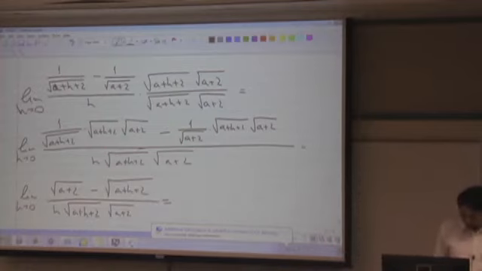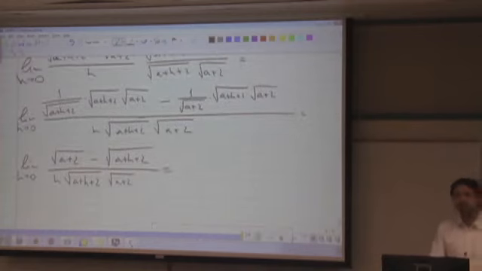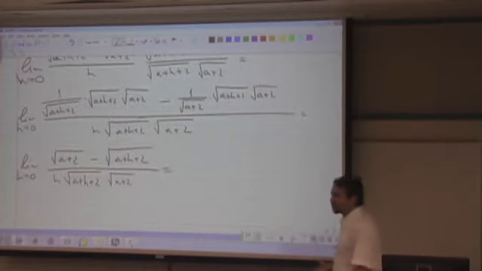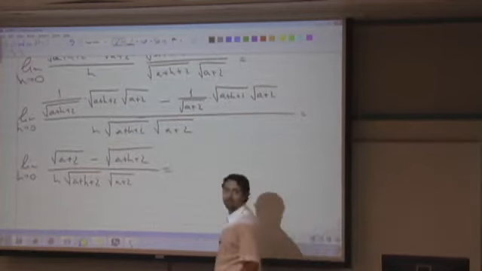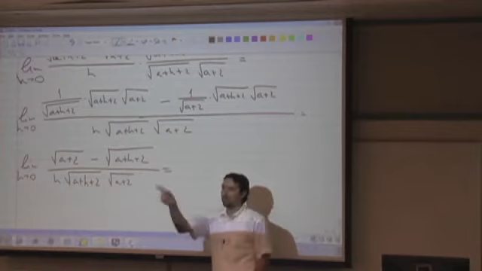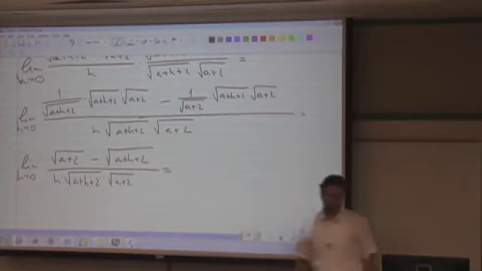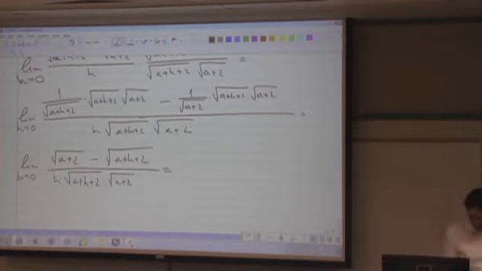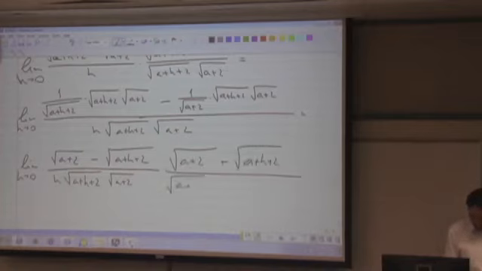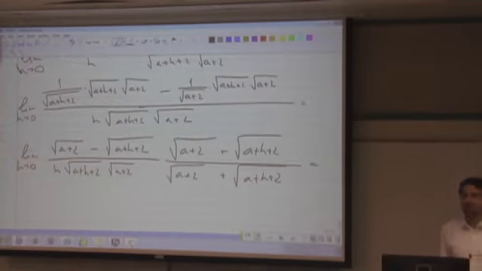Yes. Okay. So what do we do when we have all these square roots and we end up with a 0 over 0? Multiply by the conjugate. What is the conjugate? The square root of a plus 2 plus the square root of a plus h plus 2, divided by the square root of a plus 2 plus the square root of a plus h plus 2. I didn't say this problem is easy.